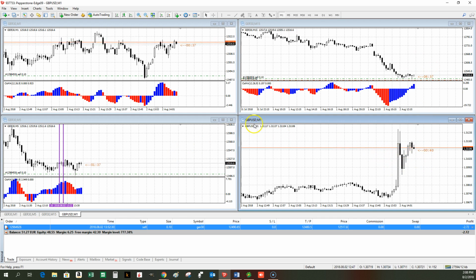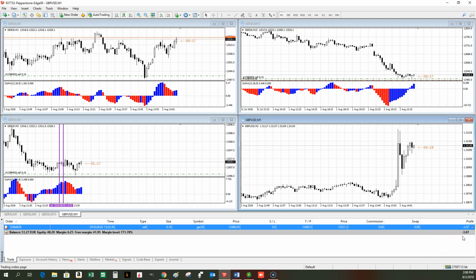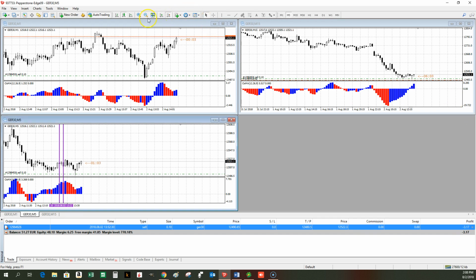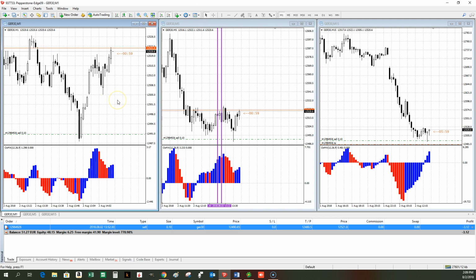Maybe we're gonna have a pullback on the GBP USD. Okay, the DAX is going up against us. We are already at €3.22, and it's going up against us. Let's see. Ooh, the GBP as well. It's going up. Okay, let's close the GBP and let's go back to the DAX. So we see that the DAX is actually going up against us.